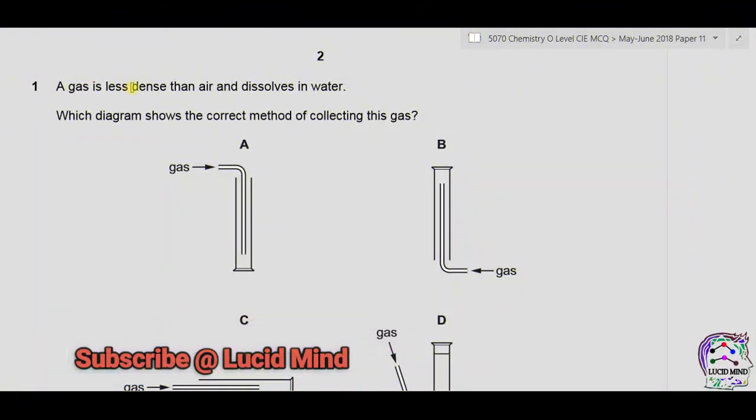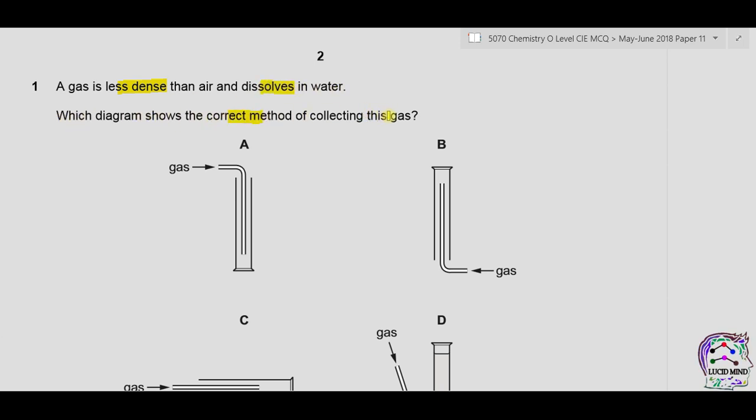Question 1. A gas is less dense than air and dissolves in water. Which diagram shows the correct method of collecting this gas? Less dense means that it will move upwards in air because of low density. So we are going to use upward delivery for collection. Second thing is dissolution in water, as it dissolves in water, so therefore we are not going to use water.